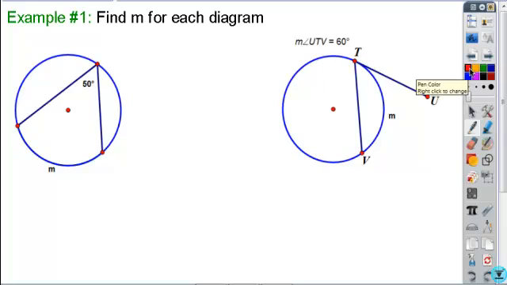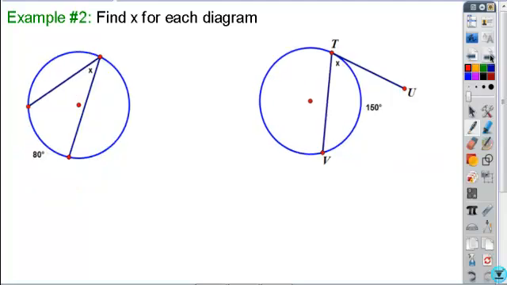All right, so this is real straightforward. If this inscribed angle is 50 degrees, what does this intercepted arc have to be? 100, double the inscribed angle. And if this angle here, angle UTV, is 60 degrees, what does that mean its intercepted arc is going to be? Double that, or 120. Good. Questions on those problems?